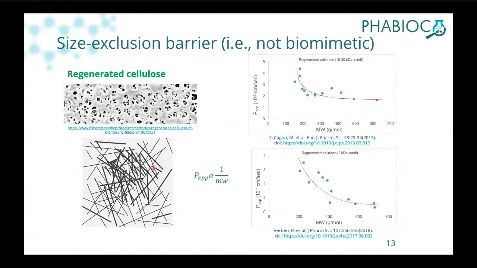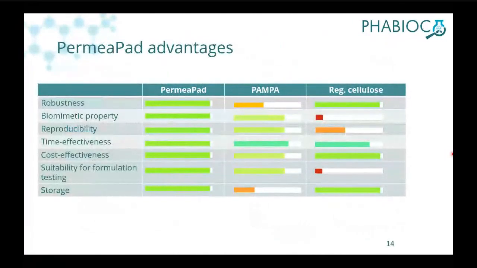That's why my personal recommendation is to not consider this barrier biomimetic as such, but to classify it according to size. So just to have a small summary, but of course this is a very simplistic conclusion, the PermeaPad is extremely robust and has very nice biomimetic properties. Of course, all these barriers cannot account for active transport.